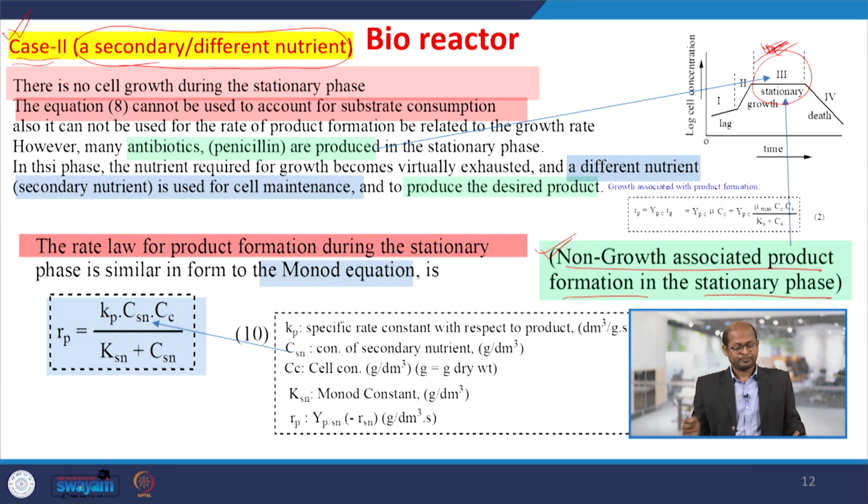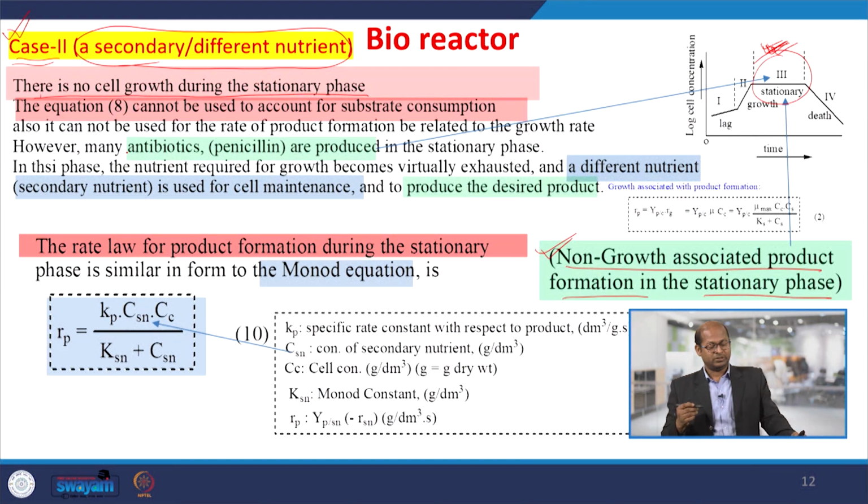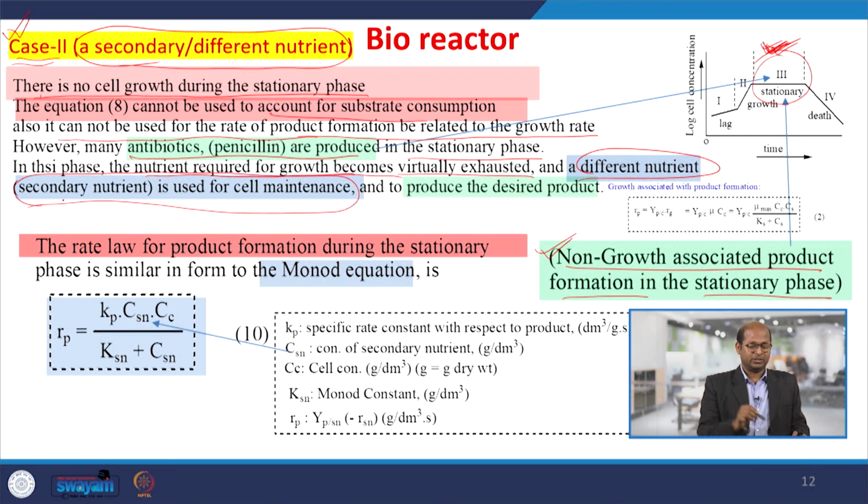In this case there is no cell growth during the stationary phase, and equation 8 cannot be used to account for the substrate consumption. Equation 8, which we have used, cannot be used since product formation is there but the substrate consumption cannot be accounted for, and it also cannot be used for the rate of product formation related to the growth rate, since most antibiotics, such as penicillin, are produced in the stationary phase. At this particular phase most of the product formation is there. In this phase the nutrients required for growth become virtually exhausted, and a different nutrient, a secondary nutrient, may be used for cell maintenance and the desired product formation.